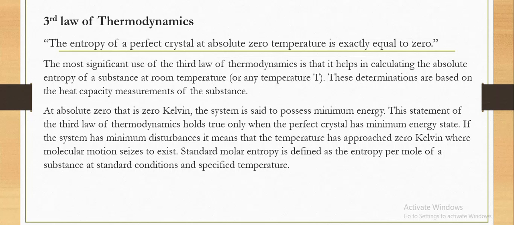Absolute zero is the temperature at which molecules stop moving or vibrating at all. The complete stop in molecular motion happens at minus 273 degrees Celsius, which is defined as 0 Kelvin or absolute zero. So at absolute zero, that is 0 Kelvin, the system is said to possess minimum energy. This statement of the third law of thermodynamics holds true only when the perfect crystal has minimum energy state. If the system has minimum disturbances, it means that the temperature has approached 0 Kelvin, where molecular motion ceases to exist. Standard molar entropy is defined as the entropy per mole of a substance at standard conditions and specified temperature.